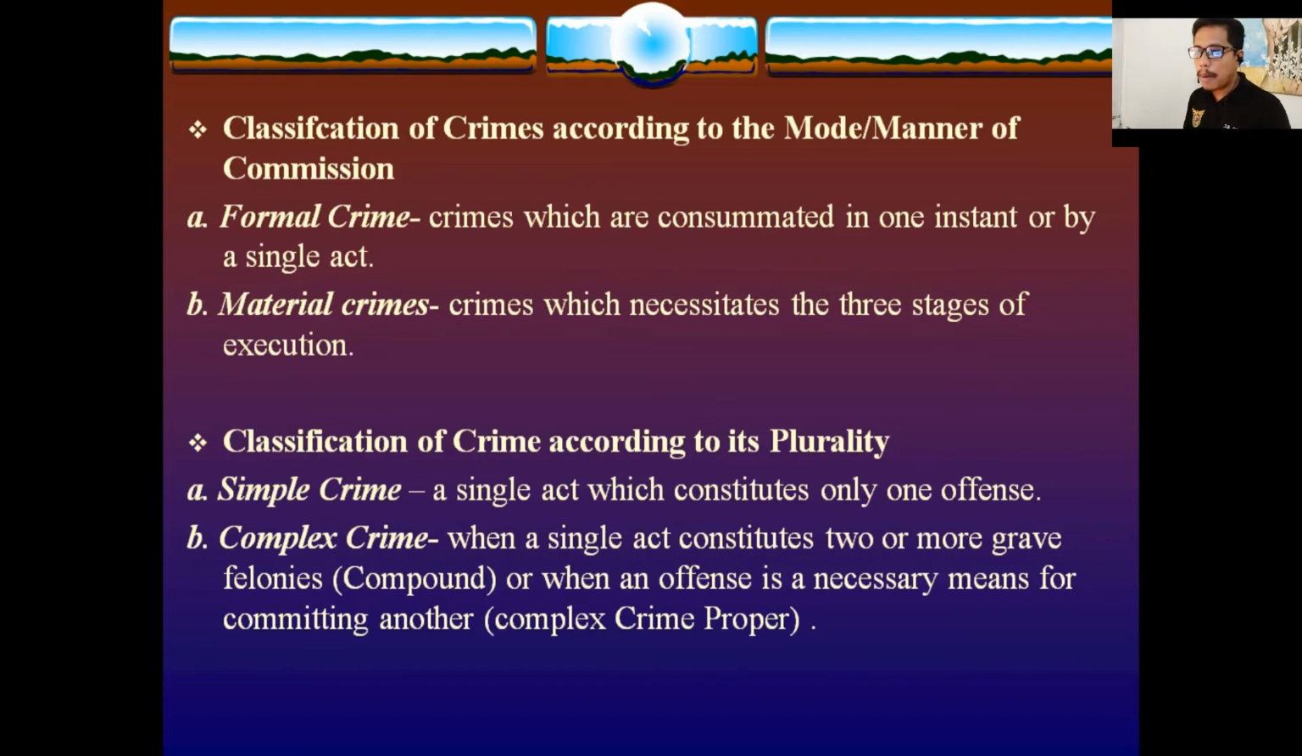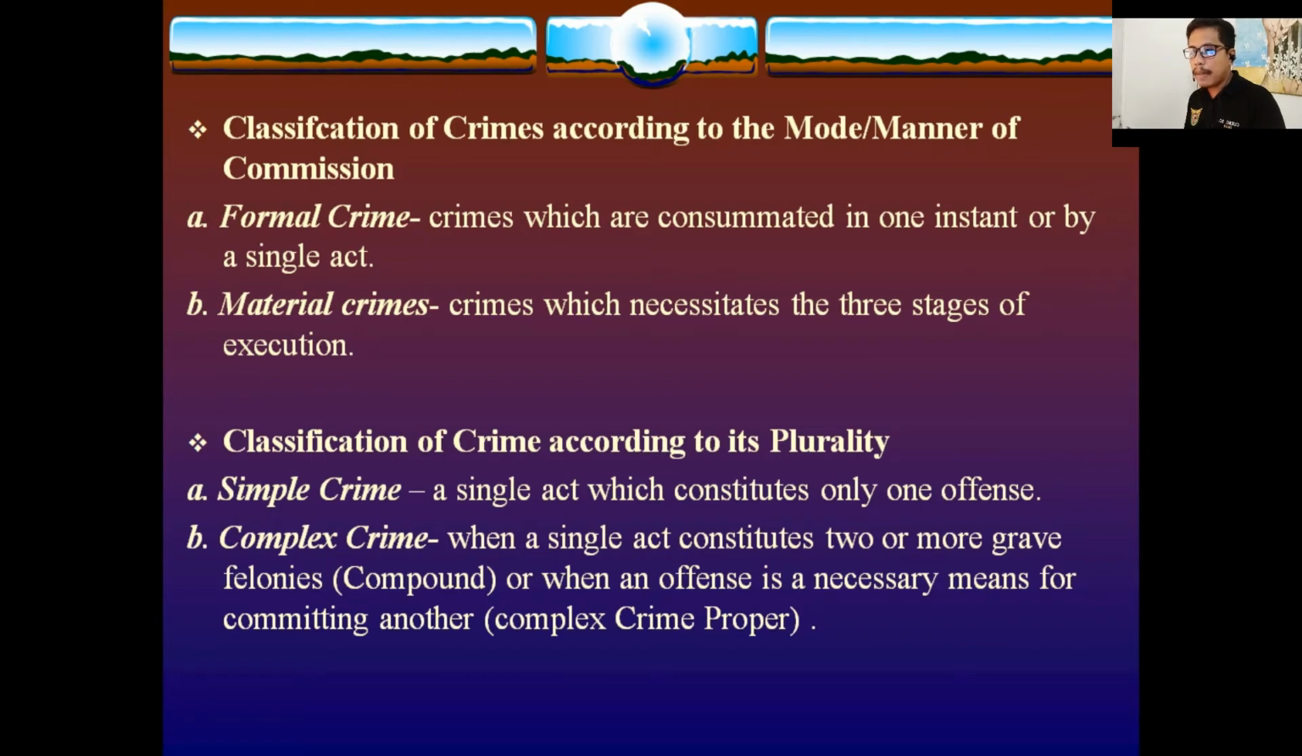Okay? Formal crime. Another example of formal crime is corruption. So, there is no such thing as attempted corruption, frustrated corruption. Automatically, when you steal money from the government, automatically, the act is considered as consummated. So, corruption is an example of a formal crime.